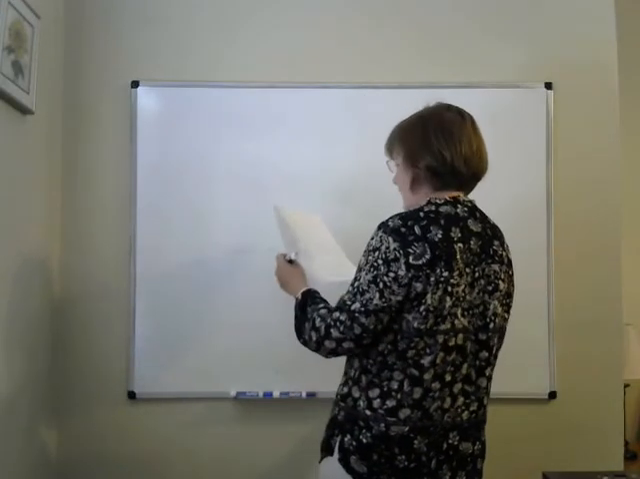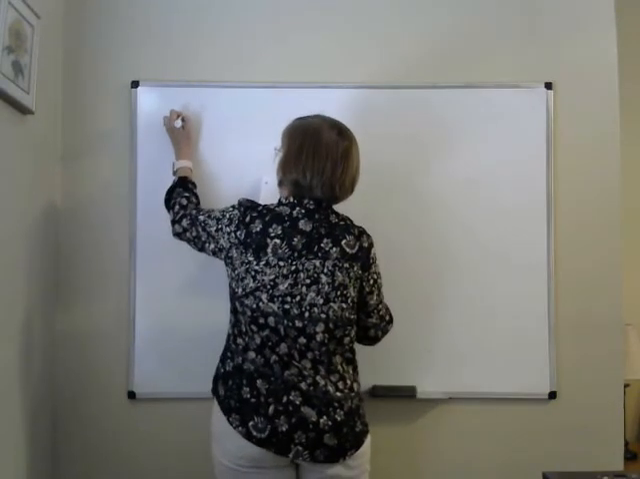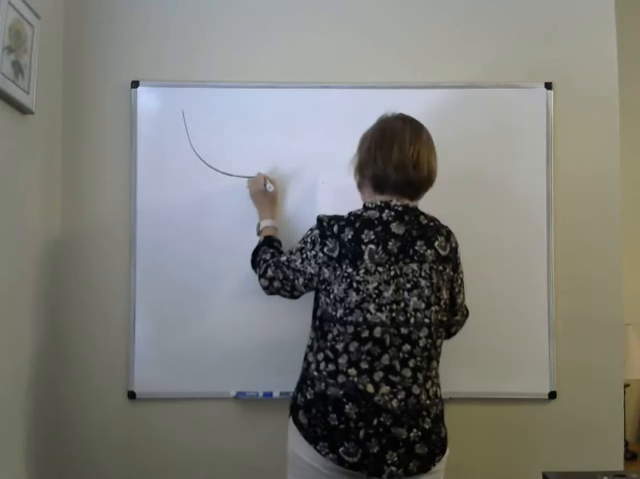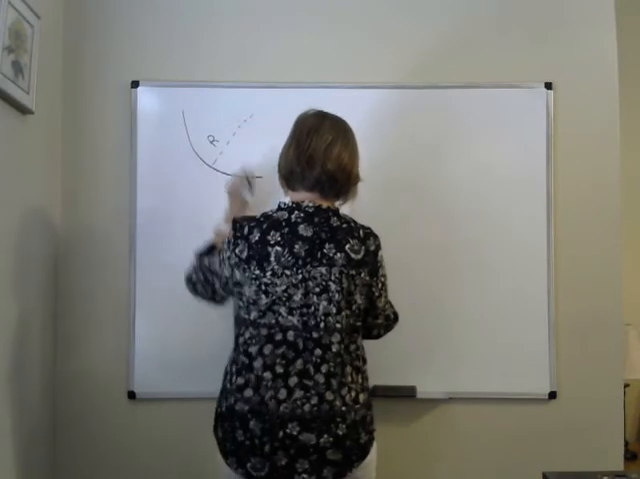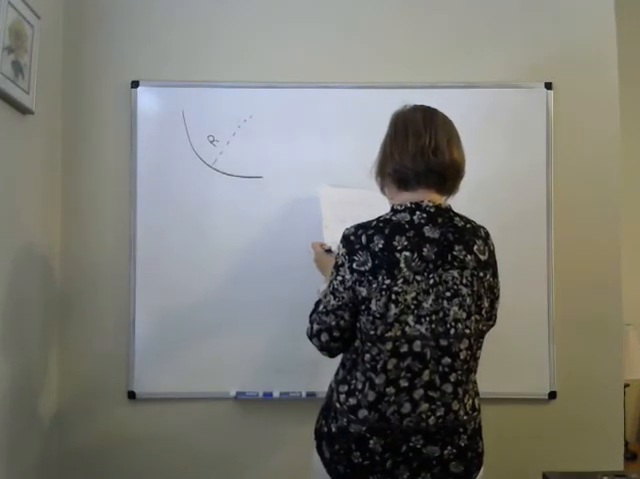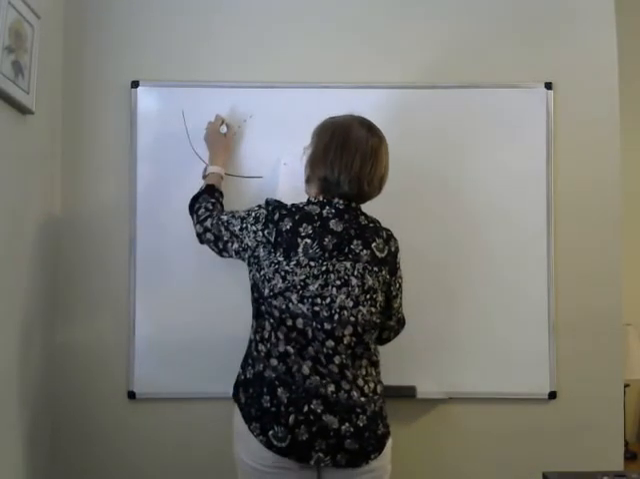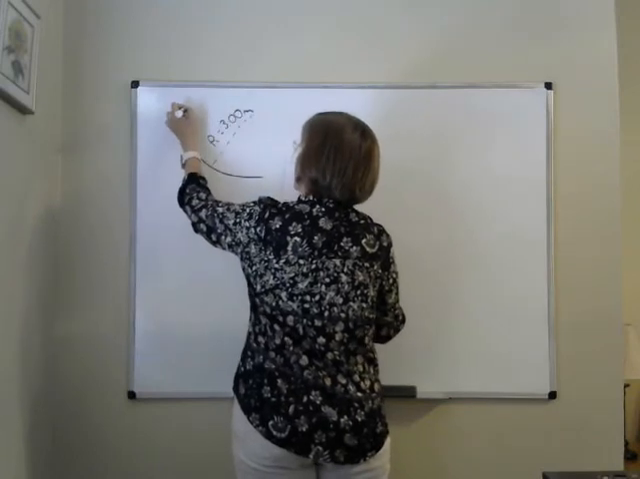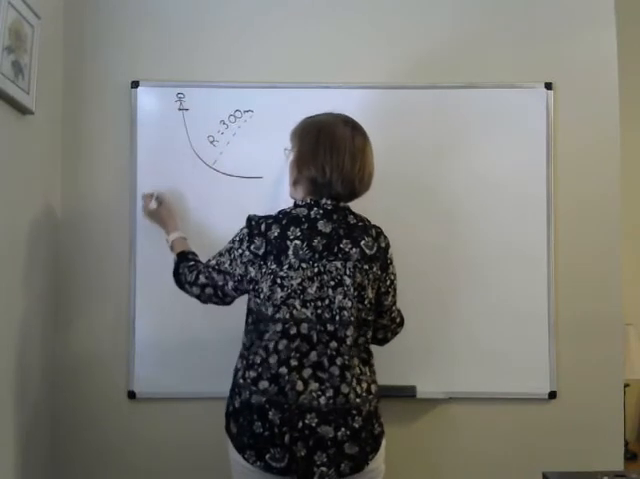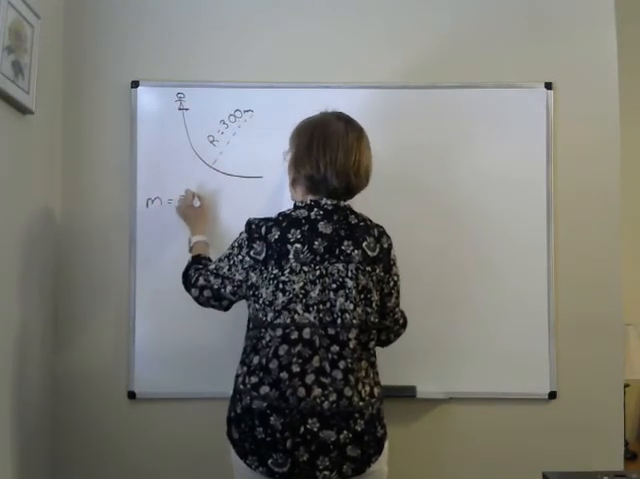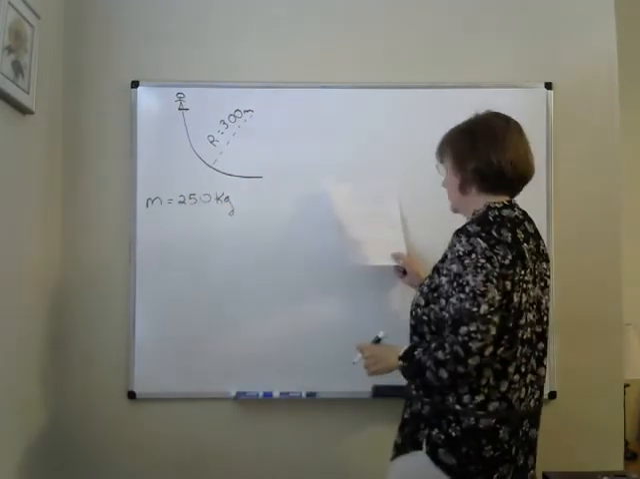Let's go back to Rocky on the half pipe, part 2. Actually, it's a quarter pipe. So here's Rocky. Here's our picture. We know that this is R, and we know that R is 3 meters. Here's our little skateboarder. Our skateboarder has a mass of 25 meters. I'm sorry, 25 kilograms. Mass has to be in kilograms.